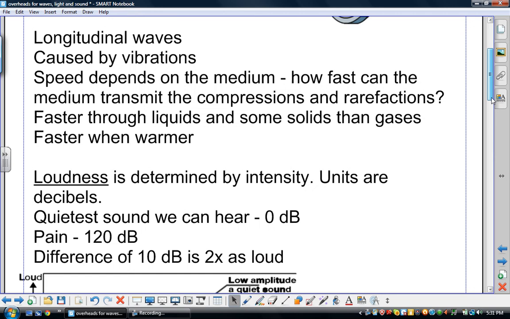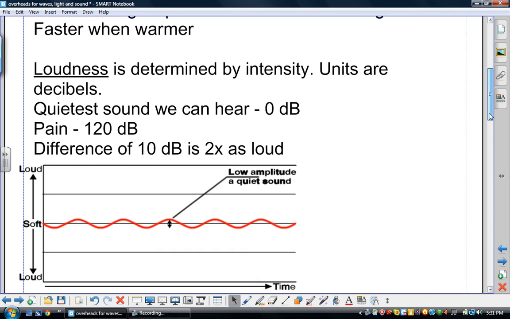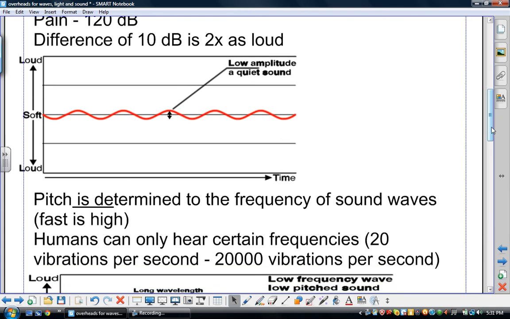Loudness is determined by intensity. Units are decibels, and that's also what we were talking about, amplitude, on the previous page. So here's a picture of a wave that has low amplitude. Again, remember that sound waves are actually longitudinal. We're just drawing it as a transverse wave for simplicity.